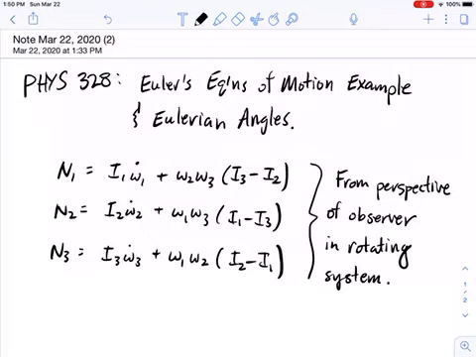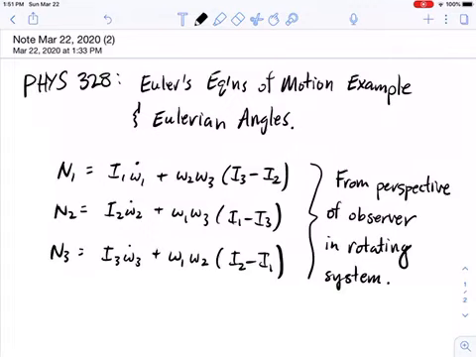So then we could say the angular momentum along the first principal axis would be equal to the moment of inertia about that axis, or the rotational inertia, I1, times the component of the angular velocity along that first principal axis, and so on. And so we had written down Euler's equations of motion, and I've got them written on the screen here. So there are three equations, three coupled differential equations. And so in general, that's not trivial to solve.